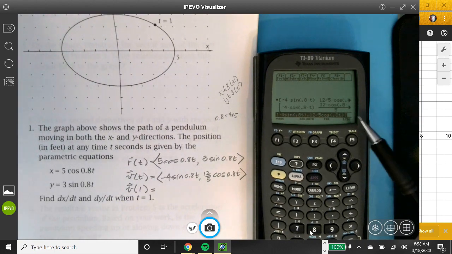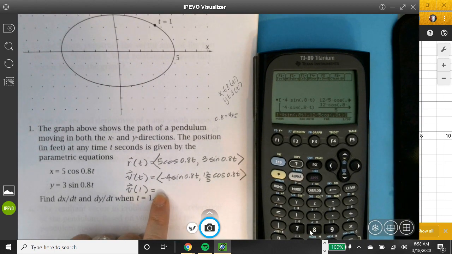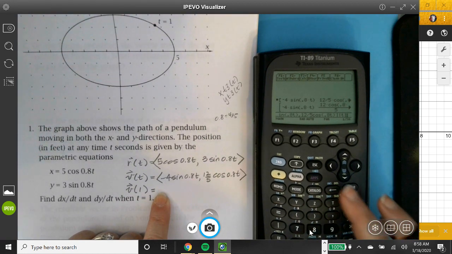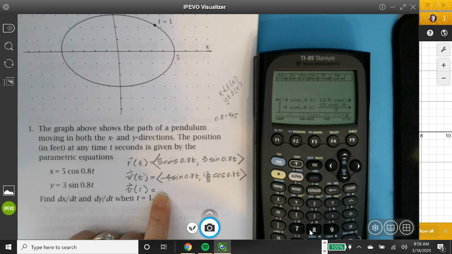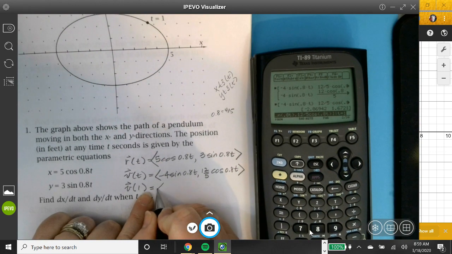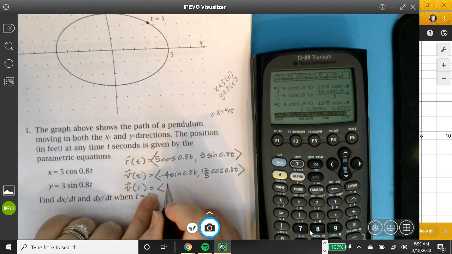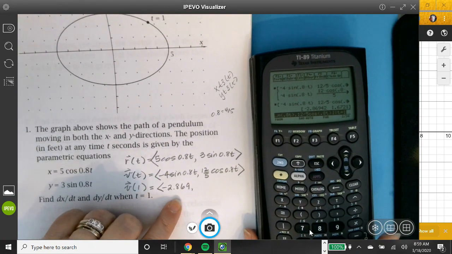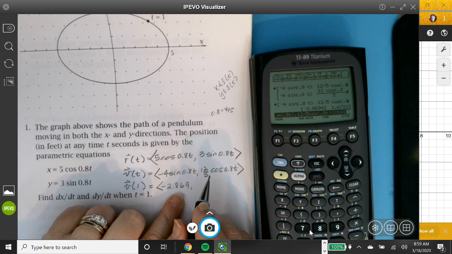So it's got a vector in there, but I want it evaluated at 1. So I'm going to go to the end, and I'm going to go such that t equals 1. And press enter. And it gives us our velocity vector at 1, which is -2.869, and remember, in AP Calculus, we need how many decimals? 3. And then 1.672.